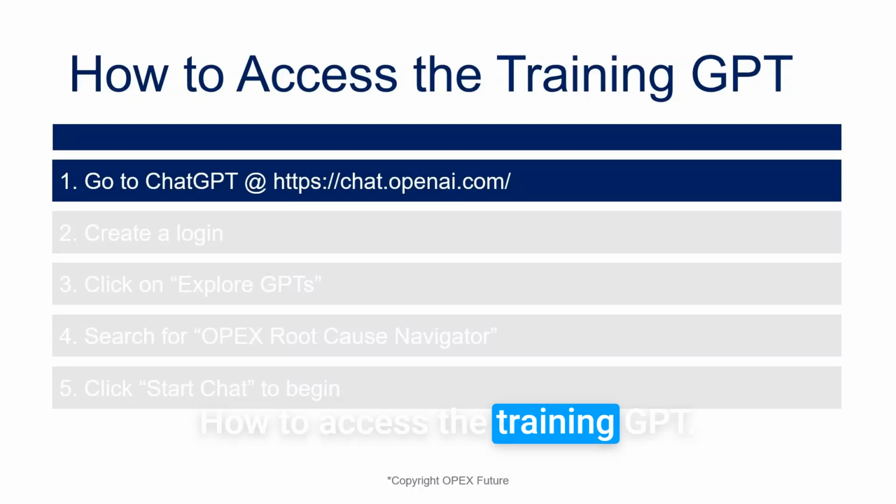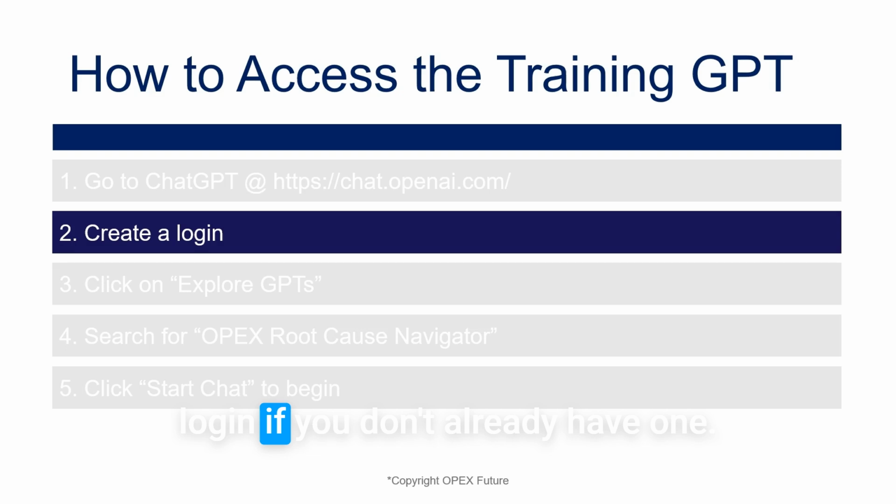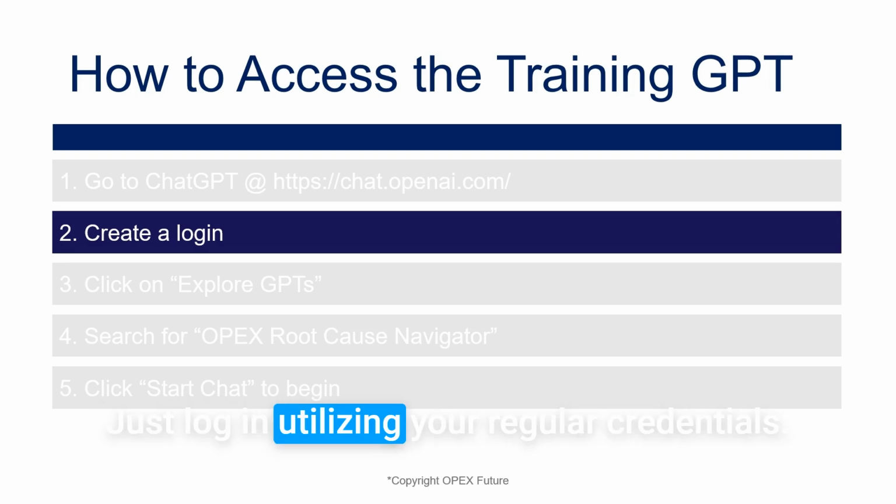How to access the training GPT. You're going to go to ChatGPT. If you're not in it already, go to https://chat.openai.com. Once you get in there, create a login if you don't already have one. If you do have one, excellent. Just log in utilizing your regular credentials.